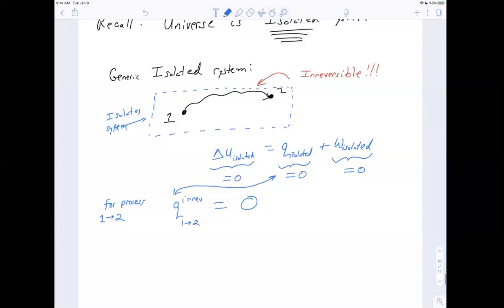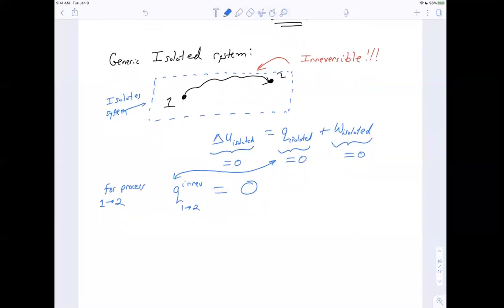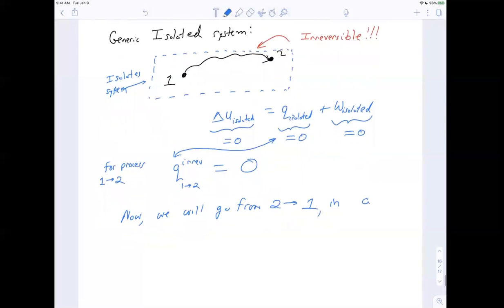Now what we're going to do is create a cycle. For this cycle, we will go from 2 to 1, equilibrium state 2 to 1, but we will do this in a reversible manner. Okay, so somehow now the system is no longer isolated.